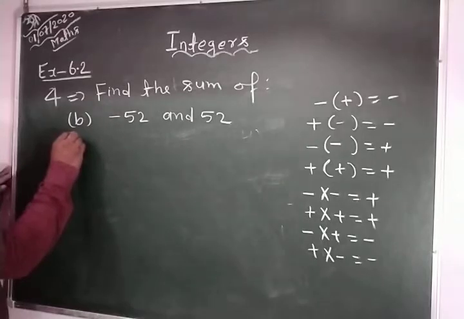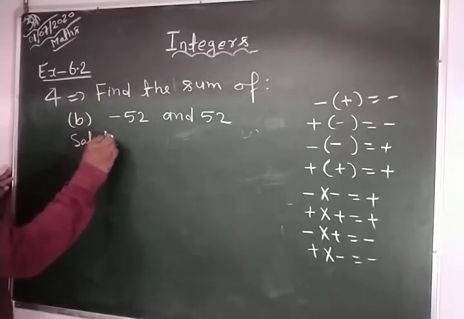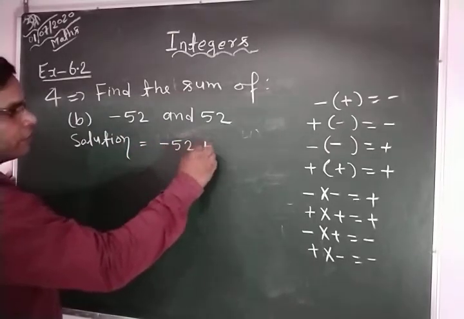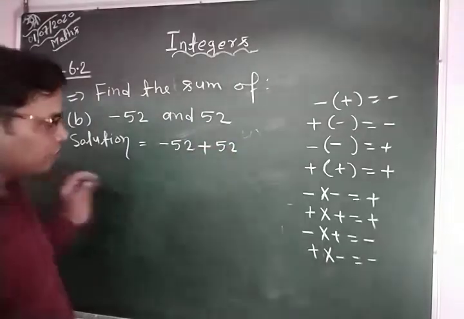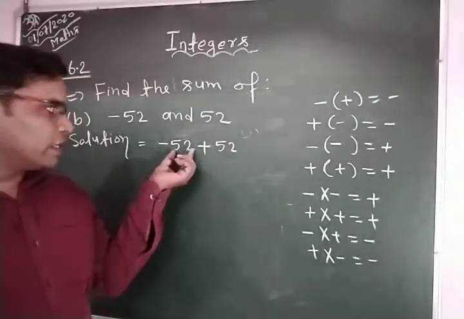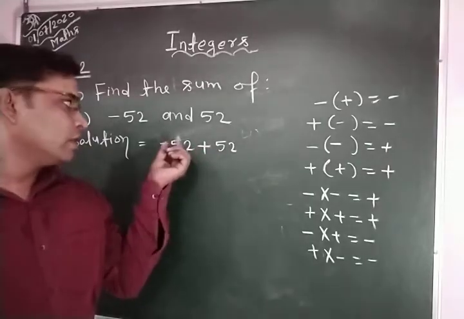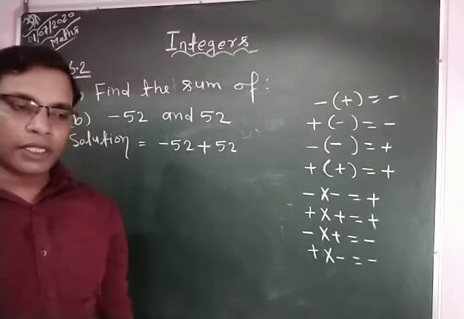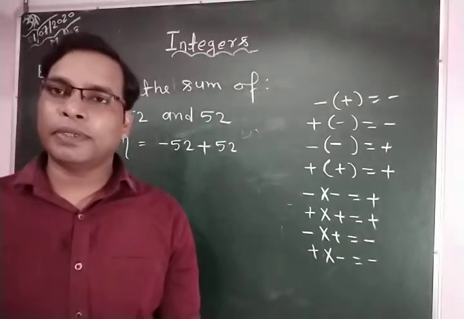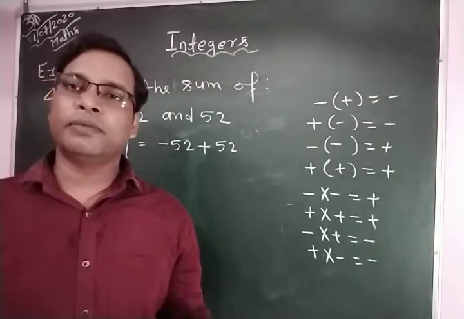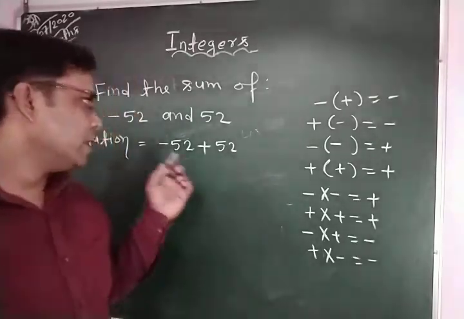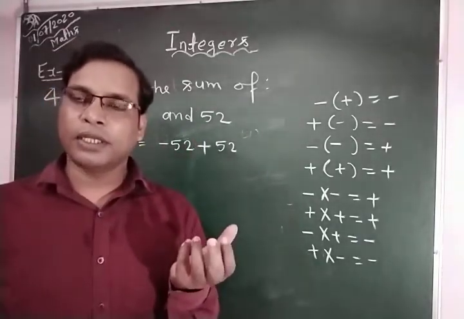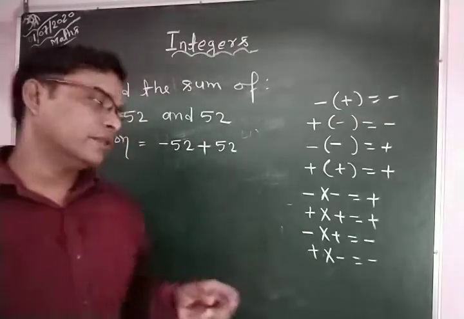The solution of part B is equal to minus 52 plus 52. So you can see here the quantities are the same, 52 and 52, but the sign of the first quantity is minus and the sign of the second quantity is plus. If the quantities are the same and the signs are different, then they become 0. Minus 52 and plus 52, the quantity is the same but the sign is different, so they become 0.